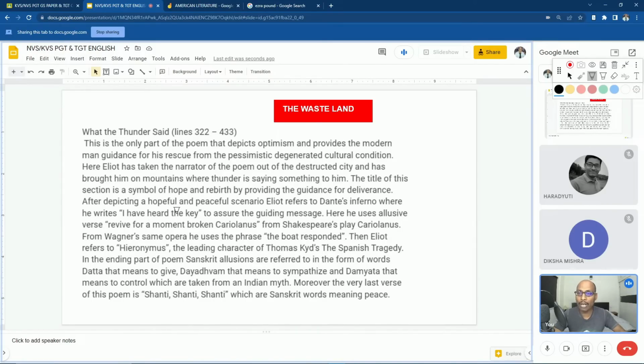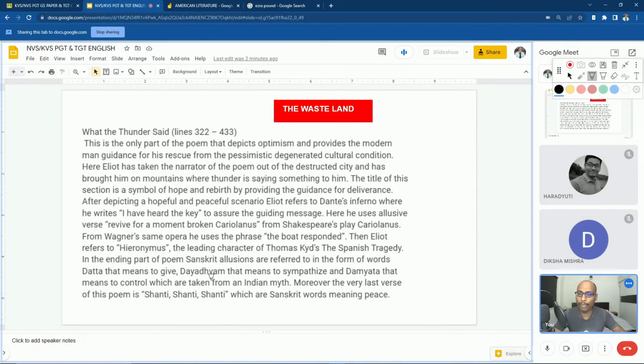After depicting a hopeful and peaceful scenario, Eliot refers to Dante's Inferno, where he writes, "I have heard the key," to assure the guiding message. Here he uses allusive words, "revive for a moment a broken Coriolanus," from Shakespeare's play Coriolanus. From Wagner's opera, he uses the phrase "the boat responded." Then Eliot refers to Hieronymo, the leading character of Thomas Kyd's The Spanish Tragedy. So many allusions and references are taken.